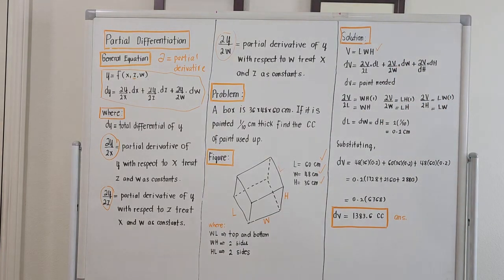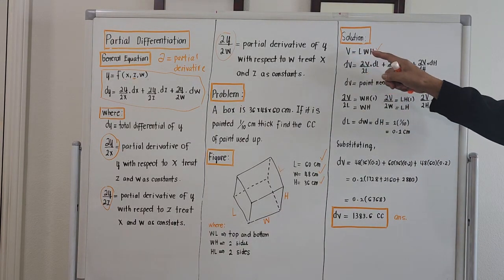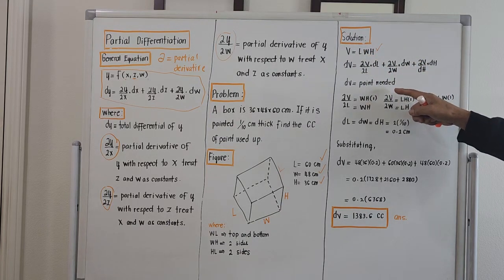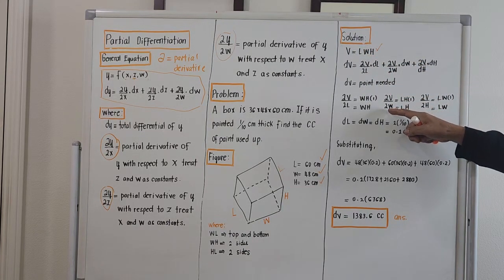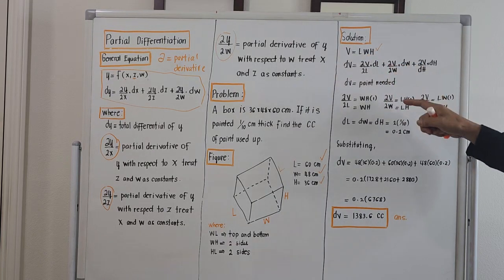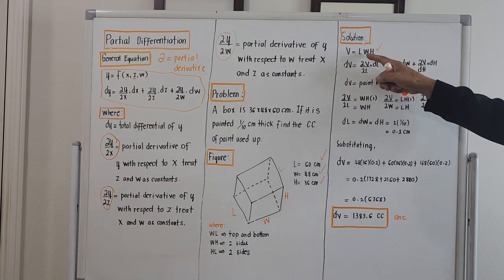Next one. We have to differentiate the volume with respect to the second variable. The partial derivative of volume with respect to the width, the second variable, should be equal to, we are differentiating with respect to W, right?